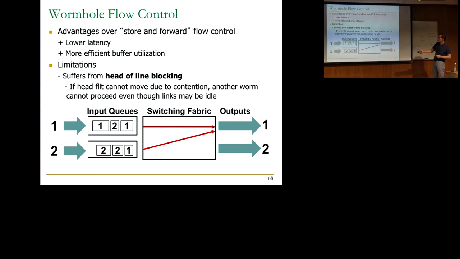Head of line blocking is, these are FIFO queues. That's the key here, first in, first out. Head of line blocking means the heads both want to go to output port 1. As a result, one of them wins. But you cannot utilize output port 2, because none of the heads want to go to output port 2.